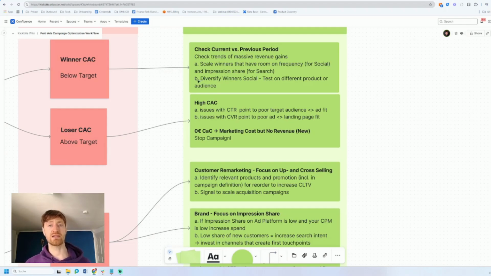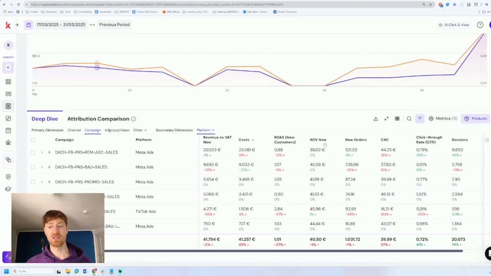The second part is for those campaigns where you identify winning campaigns with massive gains: you should look at your winning social creatives and diversify those and test with different products or audiences. And see if you're able to achieve the same results with a different product or audience fit. Next part, what do we do with campaigns that have a low performance?